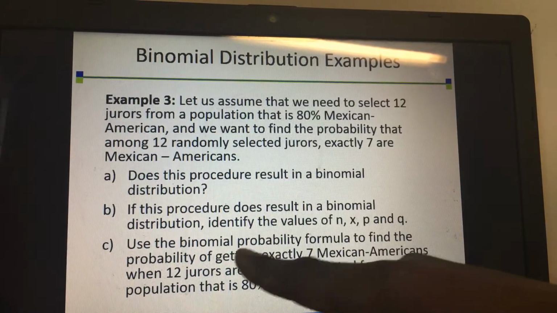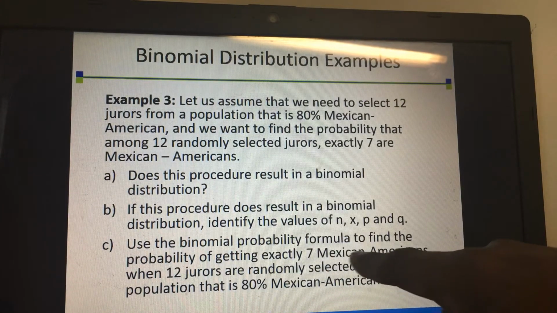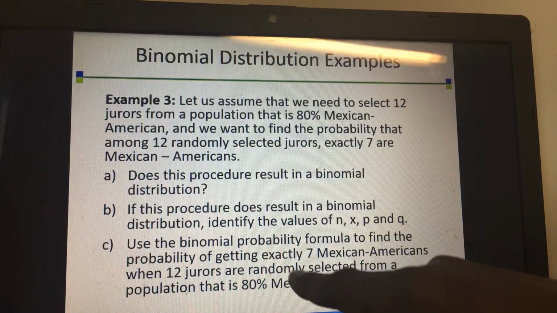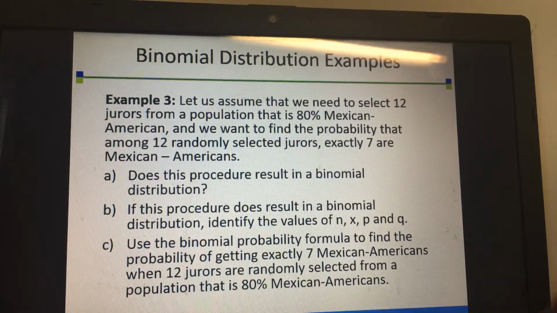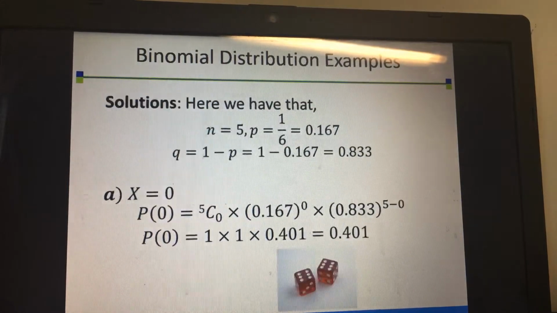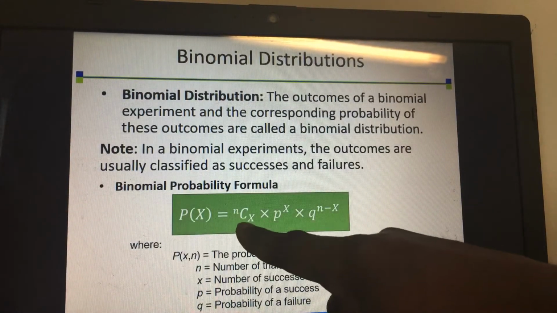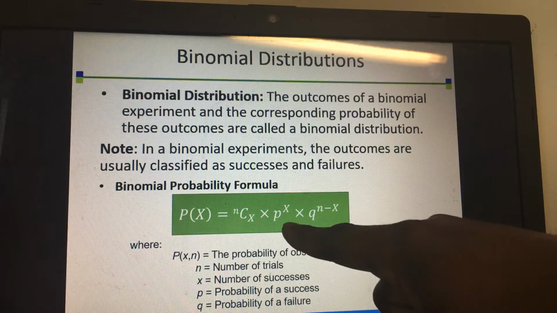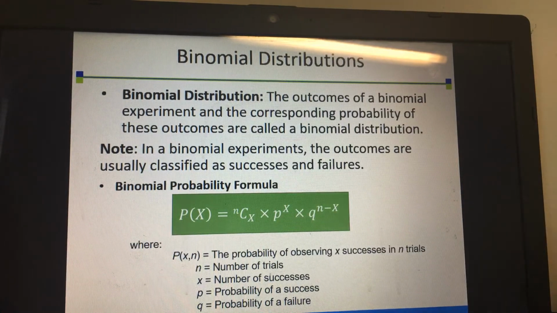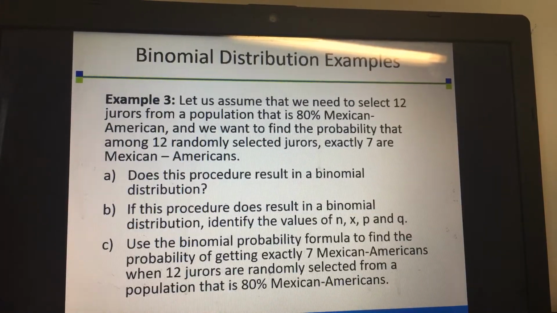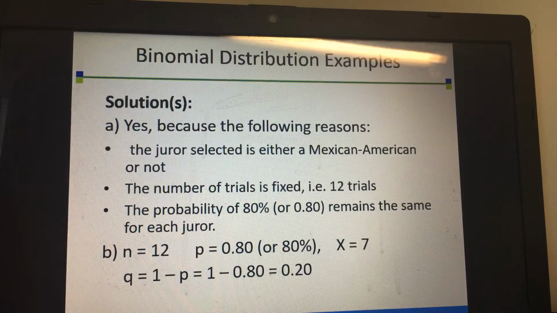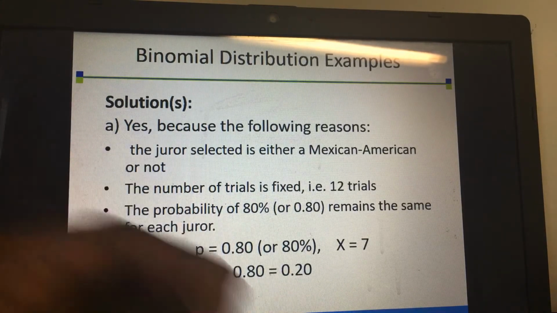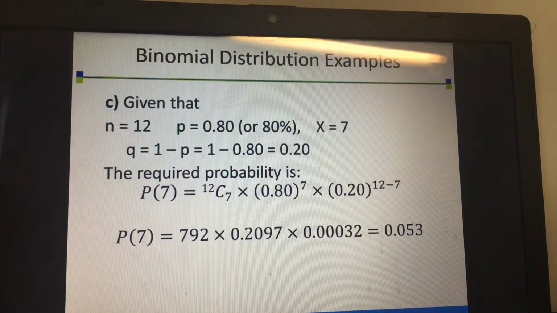So once we have it, let's find this probability. Use the formula to find the probability of getting exactly 7 Mexican Americans. Remember the formula here? nCx times p to the power x times q to the power n minus x. Okay? So let's go there. Anywhere you see n, put 12. Anywhere you see p, put 0.8. You see x, put 7. And q, do 1 minus p. I'll give you that: 0.2. So we plug it into the formula right here.